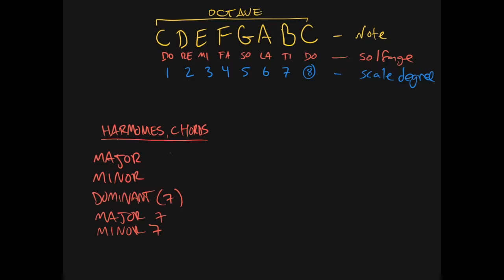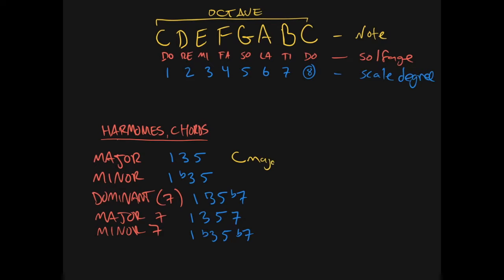So that means that when I want to make a major chord, I need specific ingredients. And those ingredients are 1, 3, and 5. What I mean by that is that the first note, the third note, and the fifth note of that given major scale. If I want to make a minor chord, I need a 1, a flat 3, and a 5. If I want to make a dominant chord, I need a 1, a 3, a 5, and a flat 7. If I want to make a major 7 chord, I need a 1, a 3, a 5, and a 7. If I want to make a minor 7 chord, I need a 1, a flat 3, a 5, and a flat 7. So what does that mean exactly?